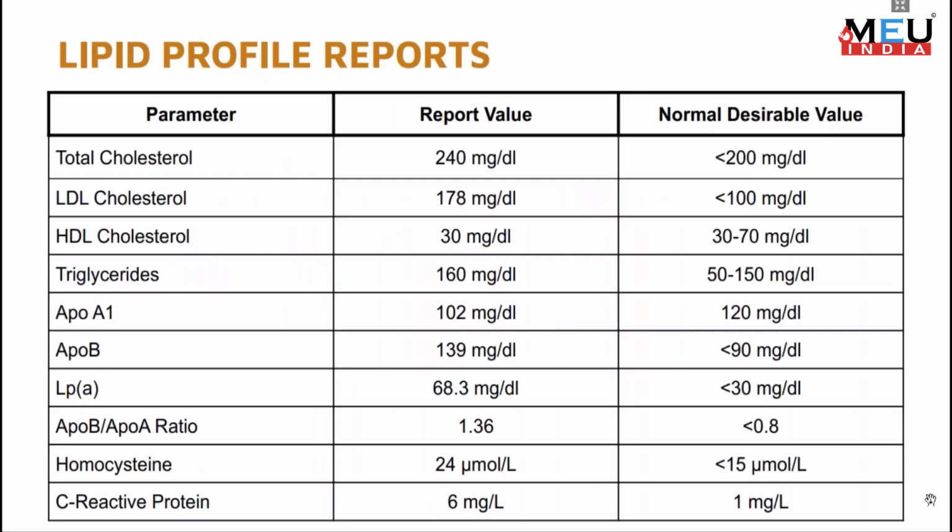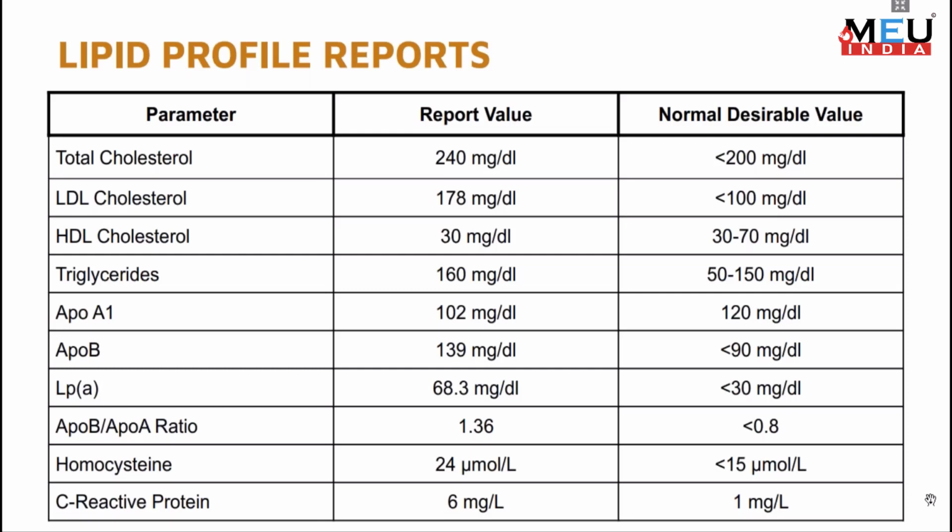So going through the lipid profile reports that were there, the total cholesterol showed about 240 milligrams per deciliter, which was higher than the normal desirable value. LDL cholesterol was 178, which was again higher than the normal desirable value. HDL was on the lower limit of the normal, that is 30 milligrams per deciliter. Triglycerides was 160, which was again a little above the normal limit.